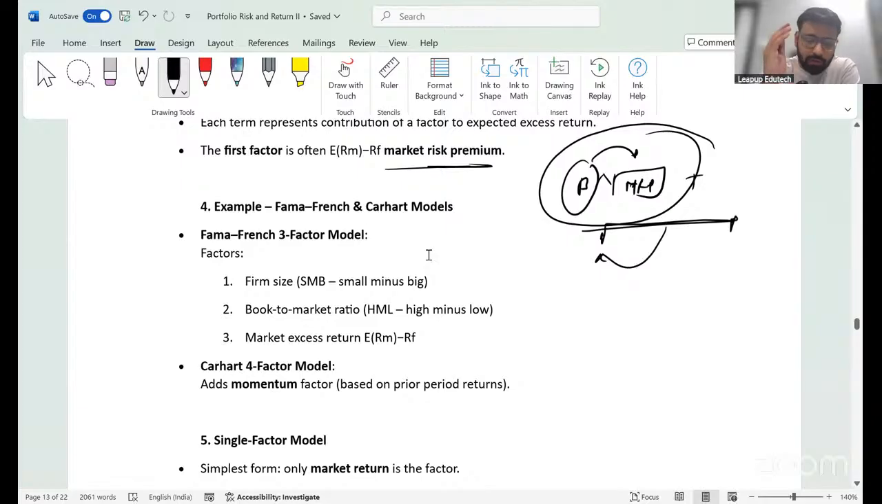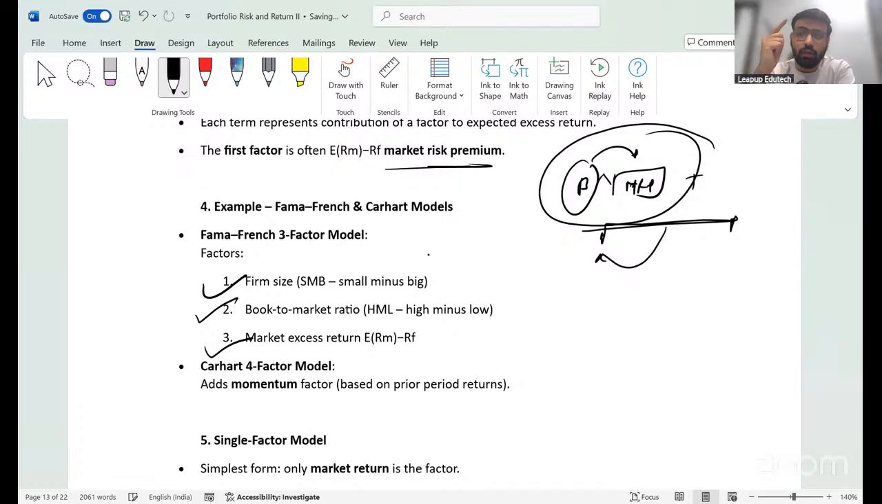I told you, a stock's return is explained by multiple factors. Now there were two guys, Fama and French. These people researched and understood that there are three factors that explain the returns of stocks. Those three factors are firm size, whether it is small cap, mid cap, or large cap, the book to market ratio, and market excess return. Market risk premium, I told you, is one of the factors. They said that these are the three factors.